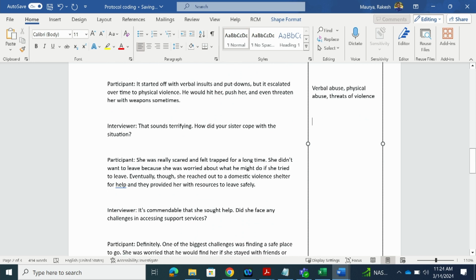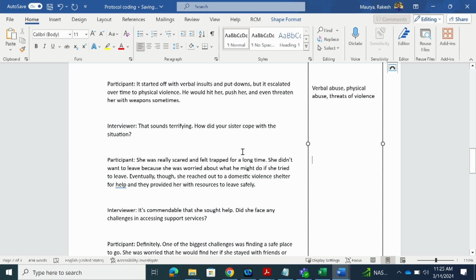Interviewer: That sounds terrifying. How did your sister cope with the situation? Participant: She was really scared and felt trapped for a long time. She didn't want to leave because she was worried about what he might do if she tried to leave. Eventually, though, she reached out to a domestic violence shelter for help, and they provided her with resources to leave safely.